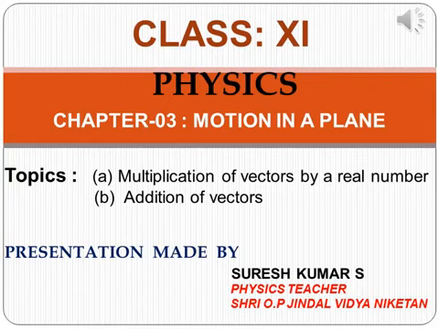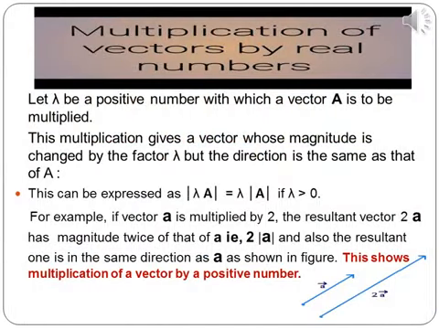Today, I would like to take up the topics: A. Multiplication of vectors by a real number, and B. Addition of vectors. In the last class, you learned about the definition, general notation, and important general characteristics of a vector.